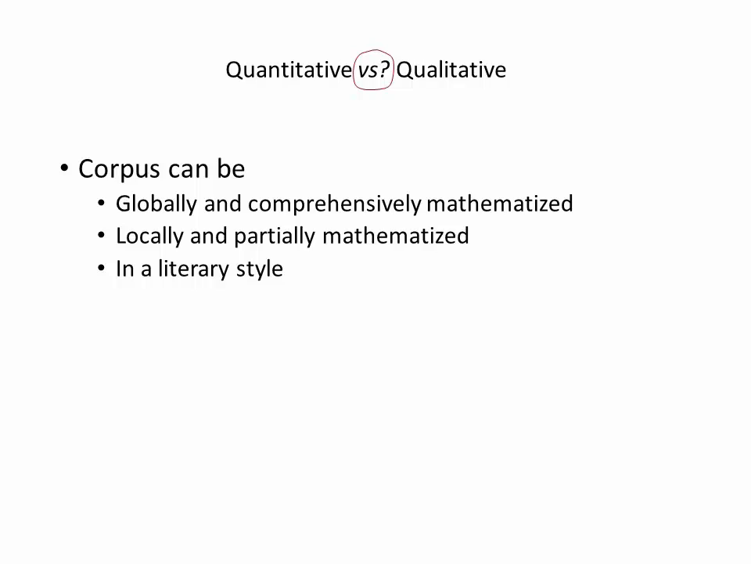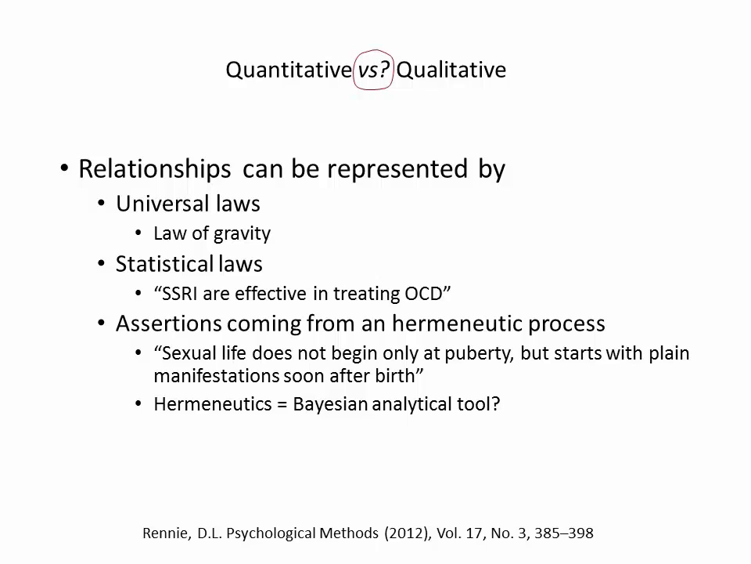So corpus can be only numbers, can be numbers but just for some characteristics, and there are some corpus where there are only words, like Freud's psychoanalysis. And you have also relationship between things. When we do science, we try to find relationship between things, between tobacco and lung cancer, between family history of schizophrenia and schizophrenia, etc. And you have many ways to find relationship.